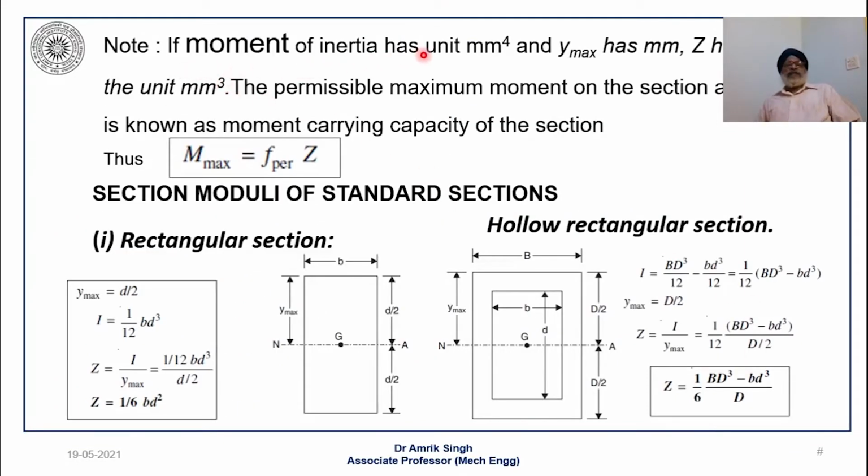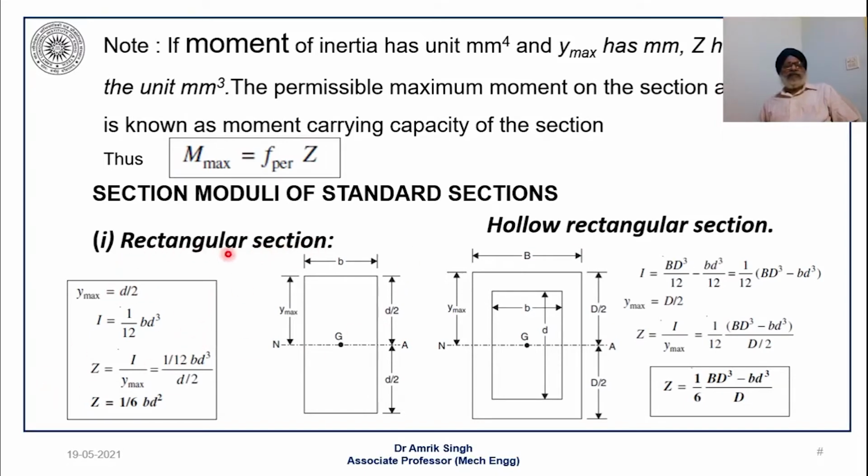So now the moment of inertia has a unit of millimeter or meter to the power 4, and Y max is maybe meter or millimeter. So Z will have a unit of millimeter cube or meter cube. The permissible maximum moment on the section is known as the moment carrying capacity of that particular section. So this section, as we have discussed earlier, will be a regular section. We can have different sections like rectangular, hollow rectangular, T section, I section, box section, triangular section, circular section. So let us see how to calculate the Z in each case.